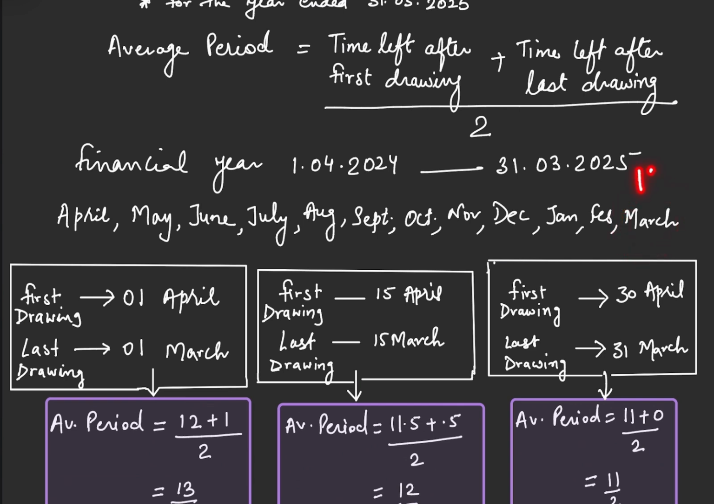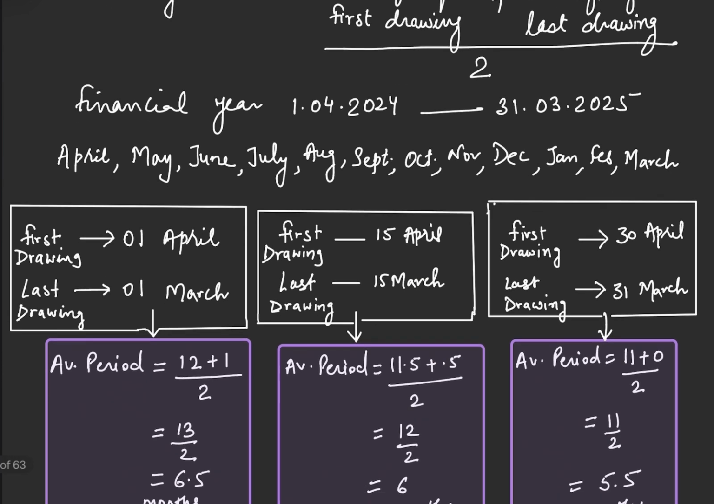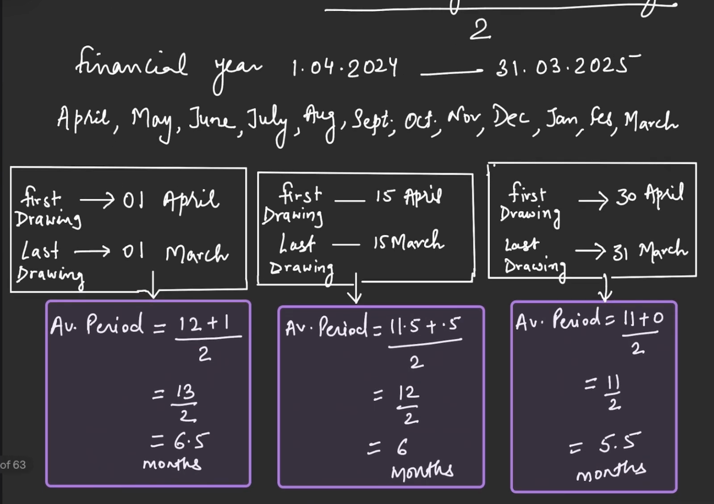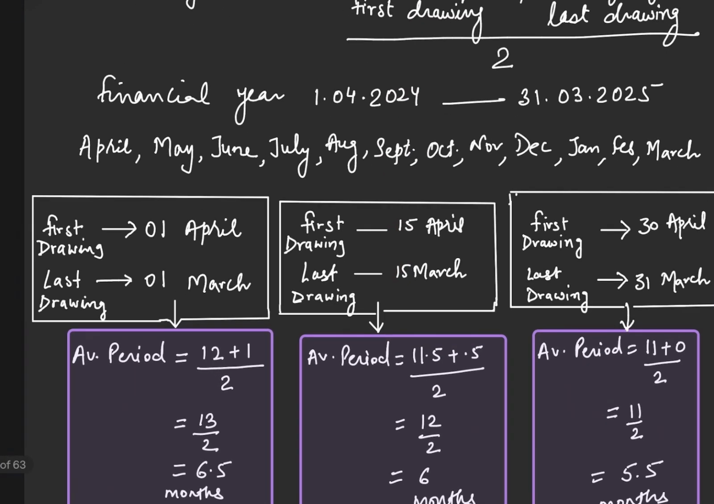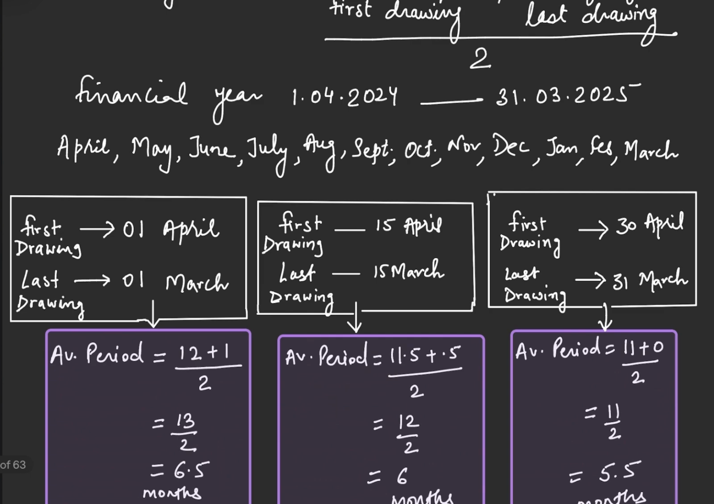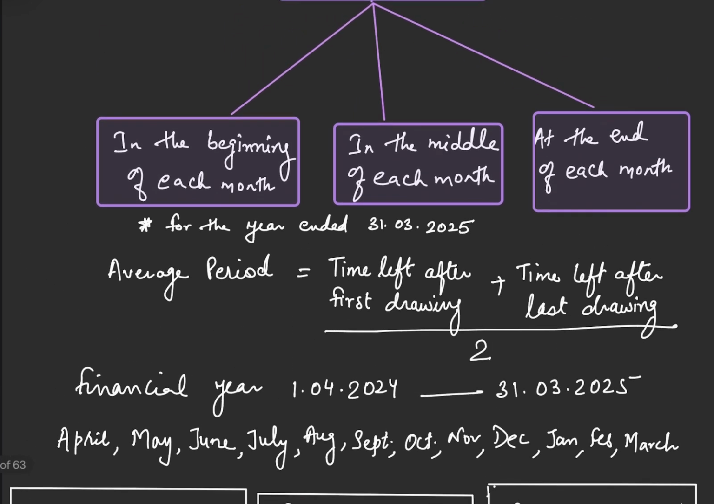And the time left after the last drawing: the last month is March, and the amount will be withdrawn on 15th of March. So the time left in March is only half a month. So 11.5, the time left after the first drawing, plus 0.5, the time left after the last drawing, divided by 2, that is 12 by 2 equals 6 months. So if the amount is withdrawn in the middle of each month, then this average period, 6 months, will be calculated. Now let's discuss case number 3.